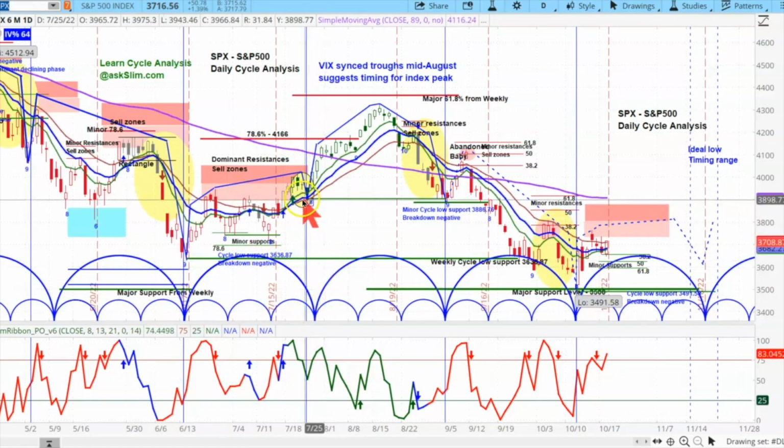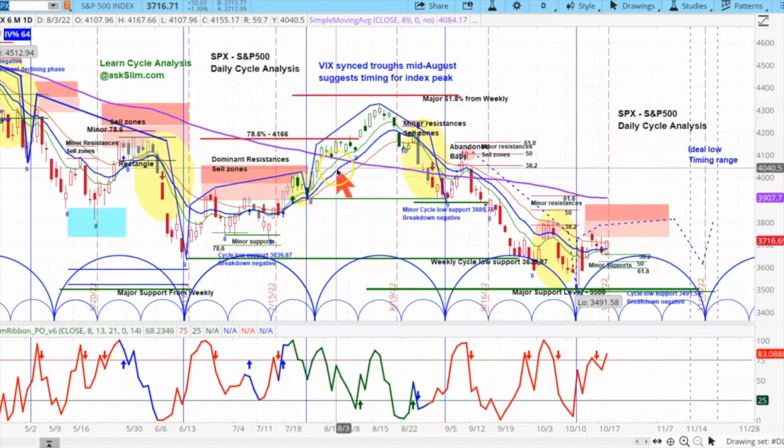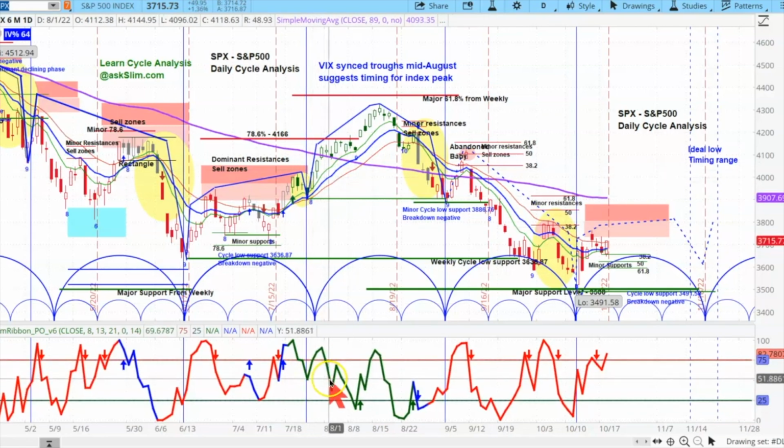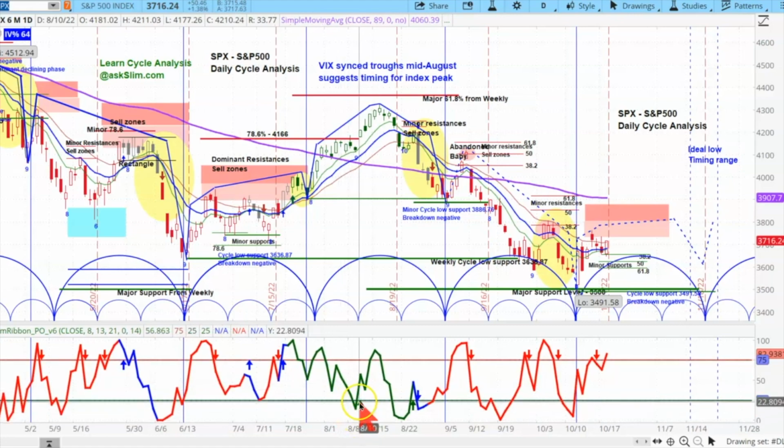And you can see also we have the slim ribbon in here, and when that is configured in a positive way, where the short term is above the intermediate term and above the longer term of the three moving averages in there, then it turns our slim ribbon PO green. And the up arrows tell you when it's likely to get a resumption in that particular direction.